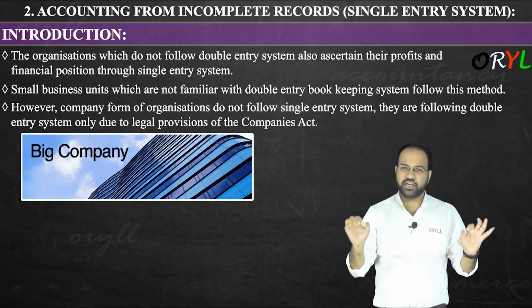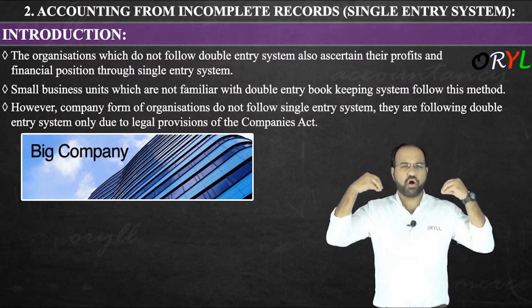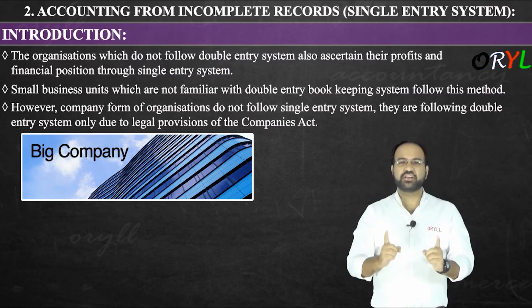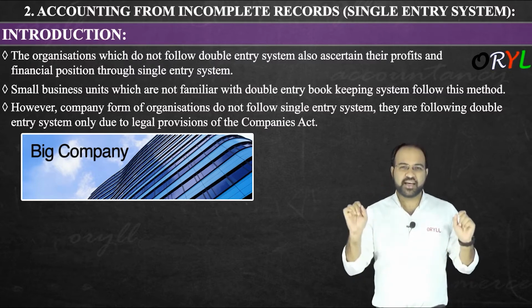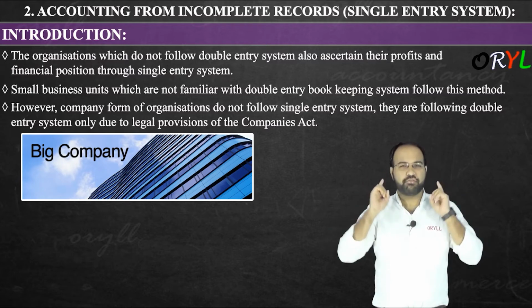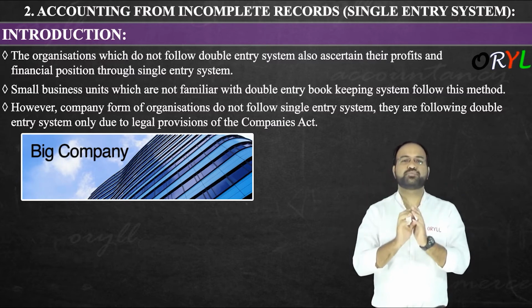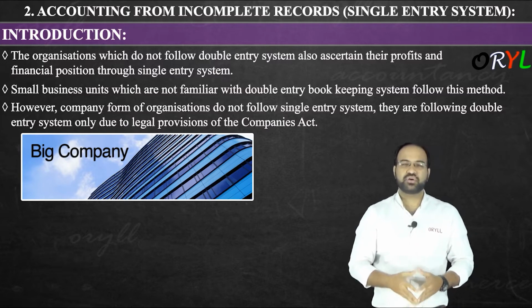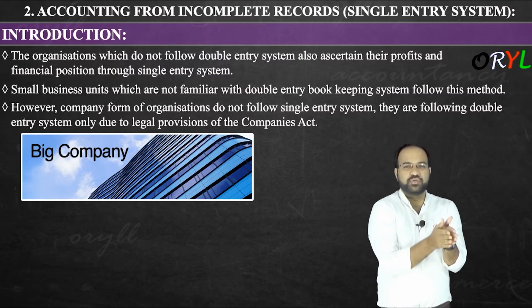compulsorily they have to follow the double entry system only. Joint stock companies like private companies and public companies, all these companies, got it, have to follow the double entry system only. Why? Because the Companies Act 2013 says that every joint stock company has to prepare its accounting only through the double entry system. So the other system will be there only for small business people here.